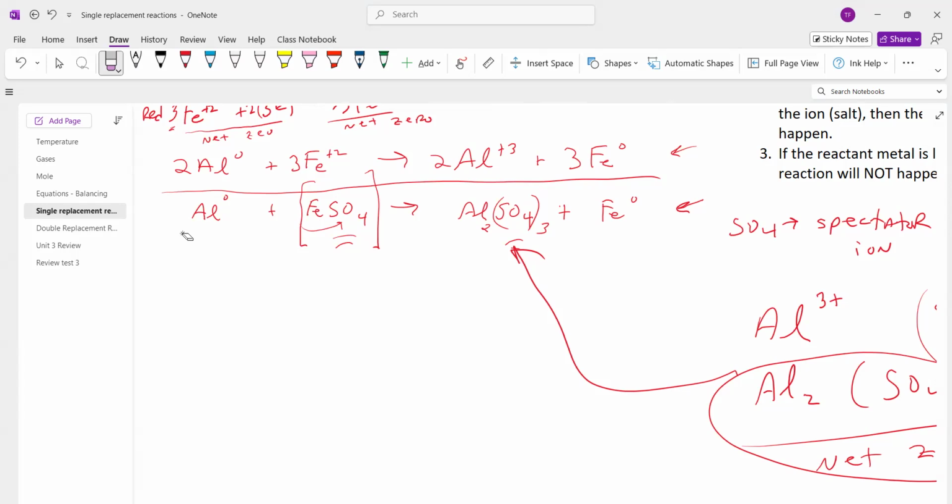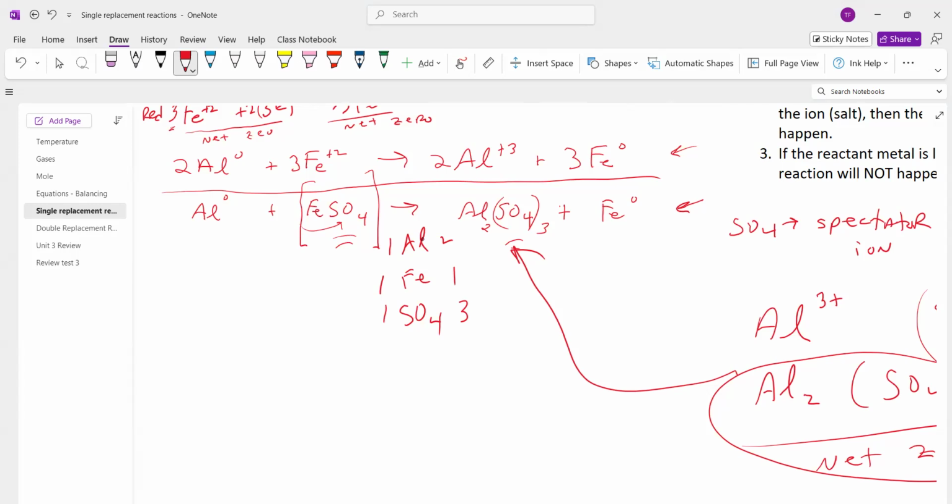Now, in chemistry, we always balance things out. So we have the aluminum, we have the iron. I'm going to keep the sulfate together. So we have 1 aluminum on the left, 2 on the right. 1 iron on the left, 1 iron on the right. 1 sulfate on the left, 3 sulfates on the right. So it's not balanced. So leave the simple ones to last. So we're going to balance the aluminum and the iron metals last.